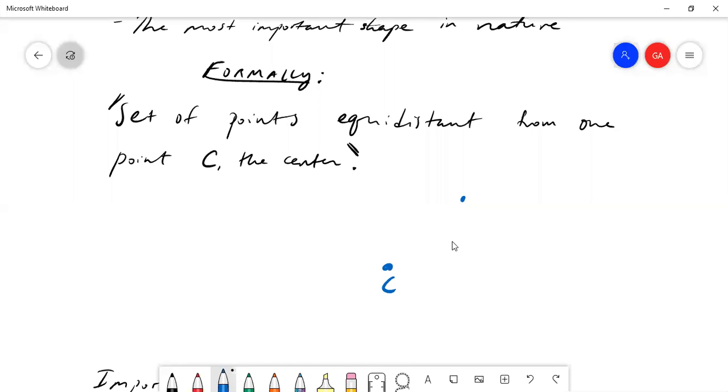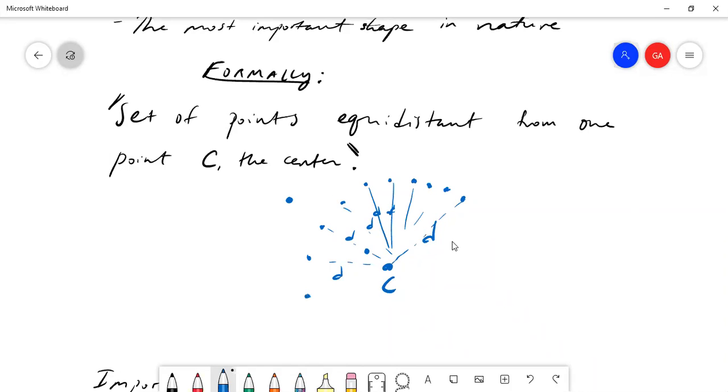the set of points that are all equidistant to C, so here's my distance D, and so to create the circle, I would have to pick all the points that are also a distance D from this point C, and I would realize that all of these points are a distance D. I can't pick a point that is not along this arc, right? All these distances are D. I can't pick a point out here because this is greater than D. I can't pick a point inside because that's less than D.